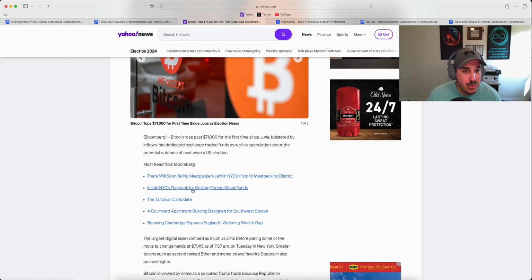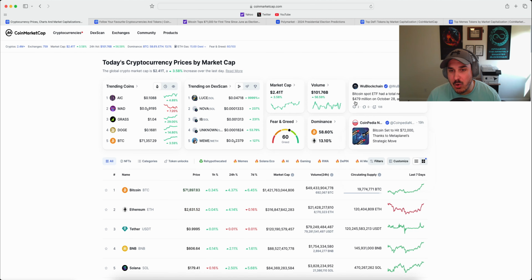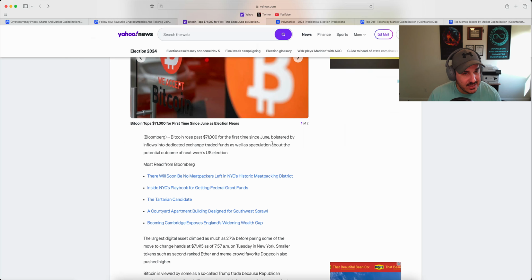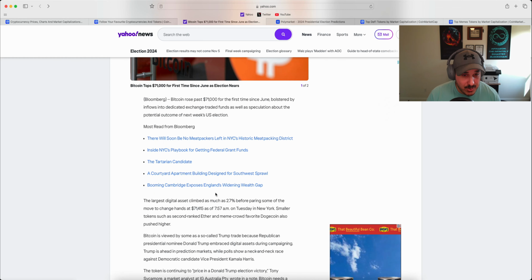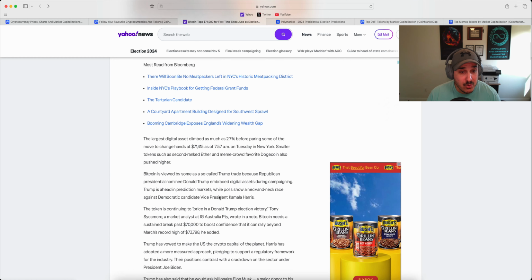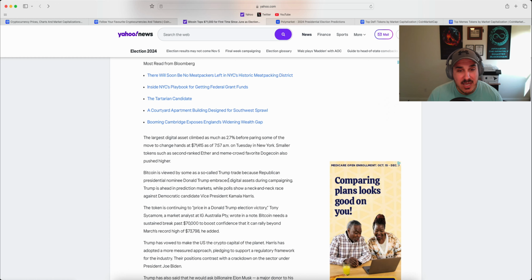Coming on down, Bitcoin went past 71,000 for the first time since June, bolstered by inflows into ETFs, as well as speculation about the potential outcome of the next US election. Hopping back on over to CoinMarketCap, we'll see that yesterday alone, there were $470 million of inflows into spot Bitcoin ETFs. So that is no doubt playing a part in it as well. Now, the largest digital asset, which is Bitcoin, rose by 2.7%.